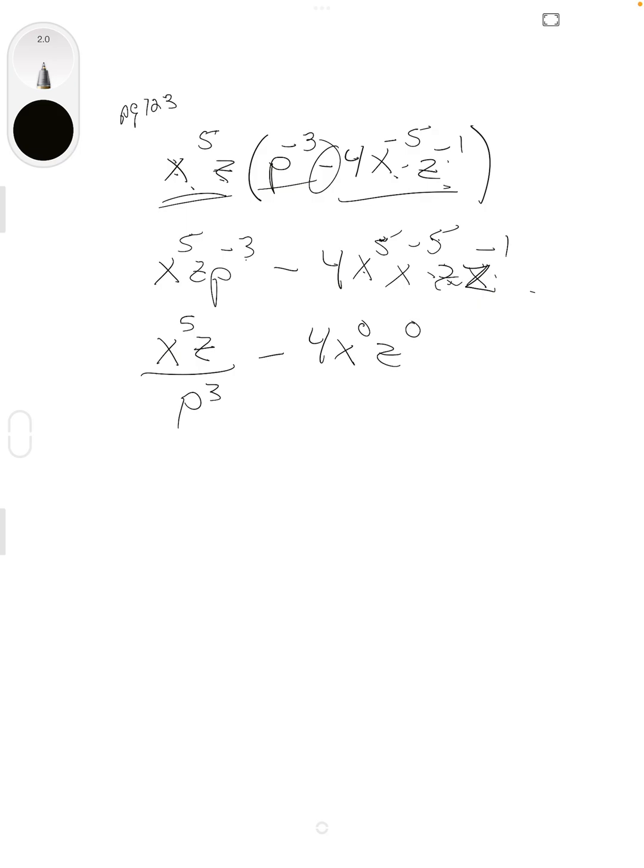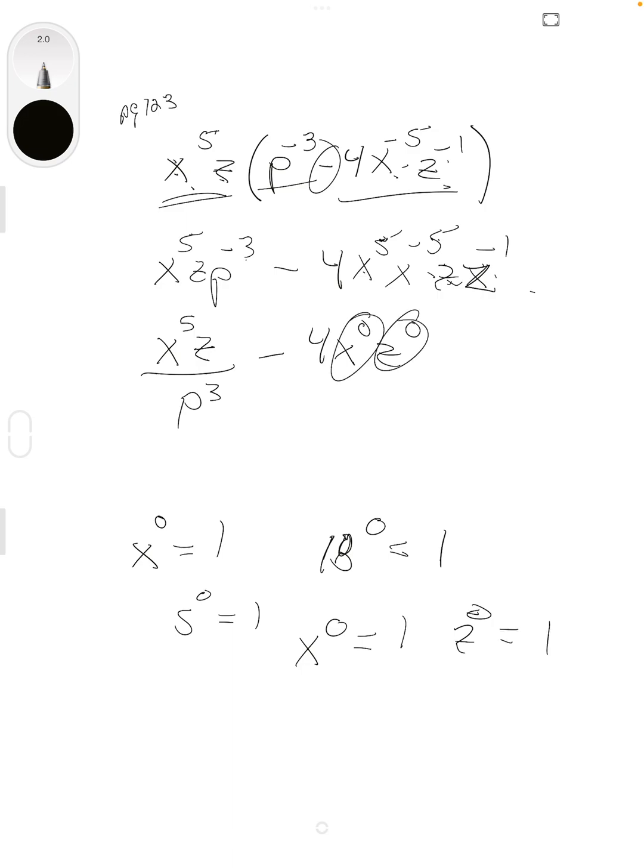Okay, almost done. Here's the last part of lesson number 29. Anything to the 0th power is 1. 5 to the 0th power is 1. 1 billion to the 0th power is 1. x to the 0th power is 1. z to the 0th power is 1. So in this case, that's 1, that's 1. So that's my answer.